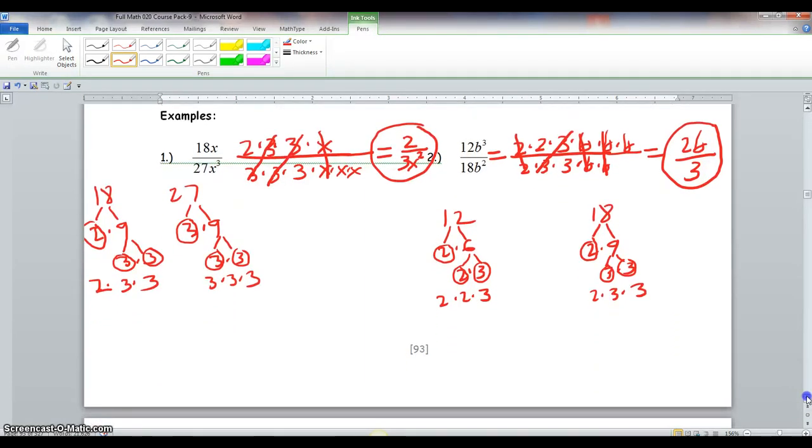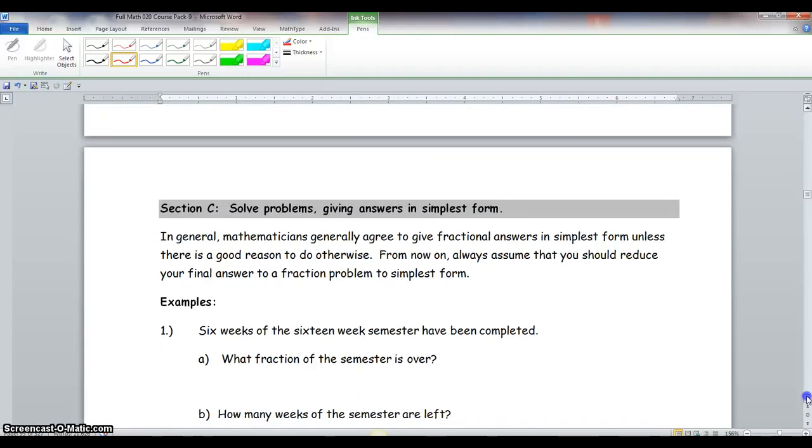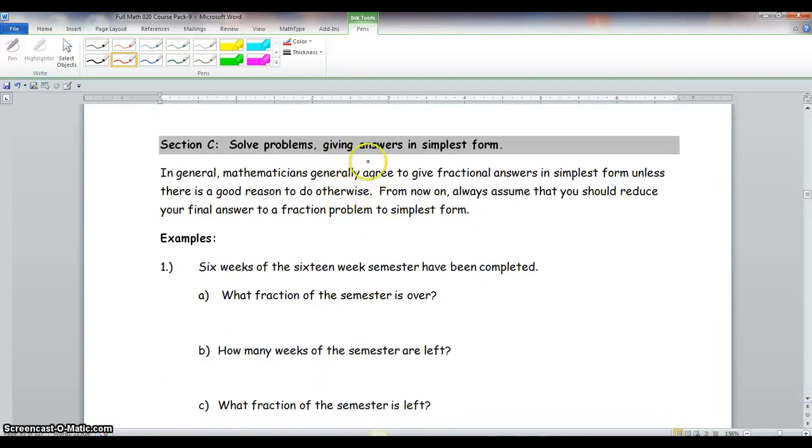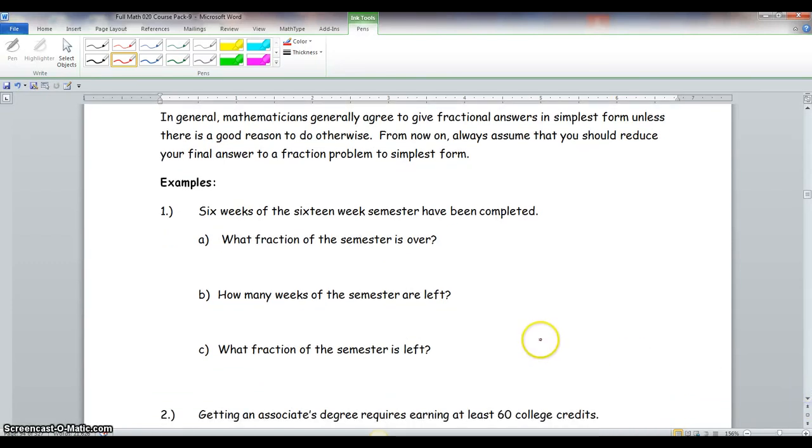Now, we scroll down here to section C. It says solve problems given answers in simplest form. In general, mathematicians generally agree to give fractional answers in simplest form unless there is a good reason to do otherwise. From now on, always assume that you should reduce your final answer to a fraction problem to simplest form. So this is basically saying whenever you do fractions, even if the directions do not tell you to do it, you must always write them in simplest form.